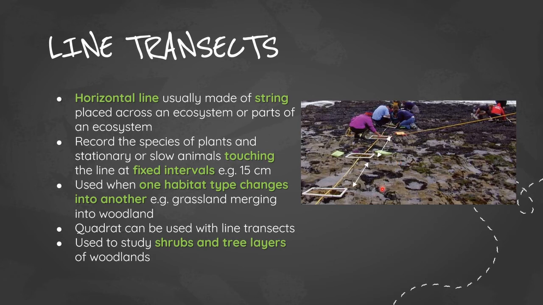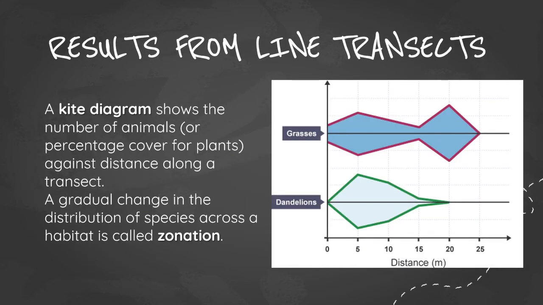Line transects are used to study shrubs and tree layers of woodlands. So we can use the results from line transects to create a kite diagram which shows the number of animals or percentage cover of plants against the distance along a transect. You can see on the x-axis we have the distance as you move along the line transect, and you can read on the y-axis the value that would show the percentage cover at each point along the distance.